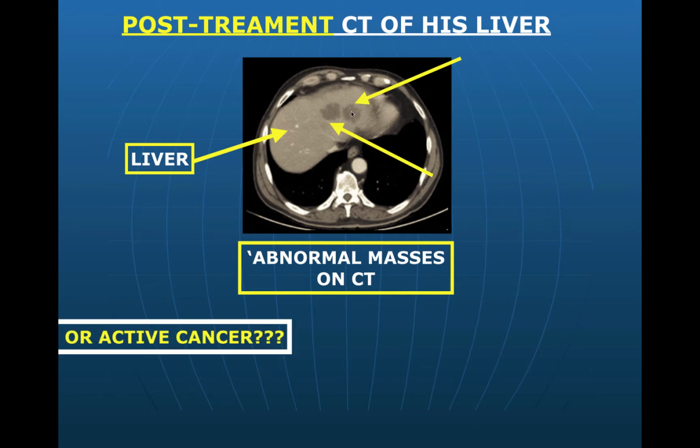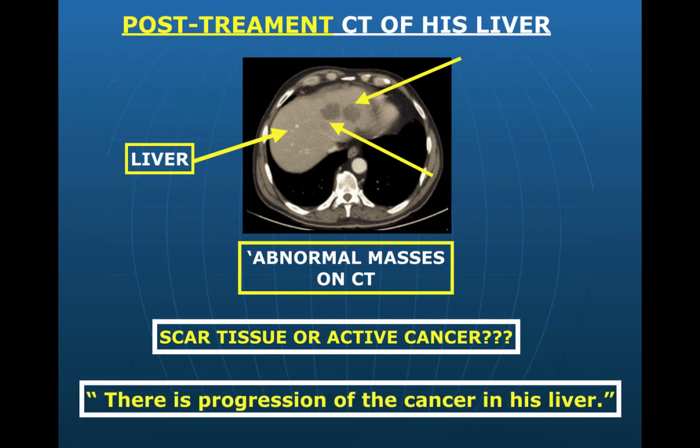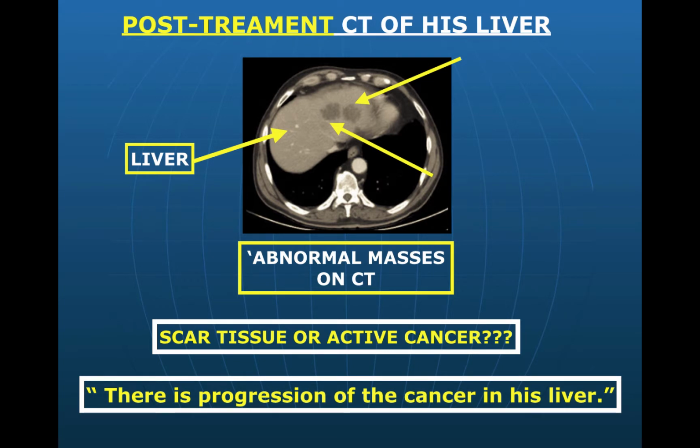Okay, so the obvious question is this: scar tissue or active disease, the obvious question for the patient. What the radiologist said to me was, "Dave, the man is toast." But what he had in the report was a little more diplomatic. There is progression of the cancer in his liver. In other words, he has terminal cancer.